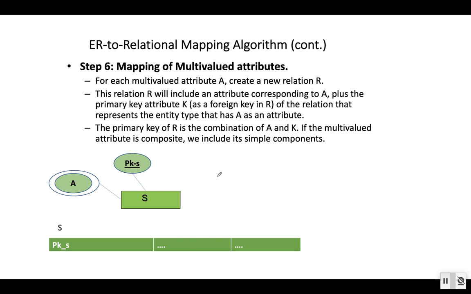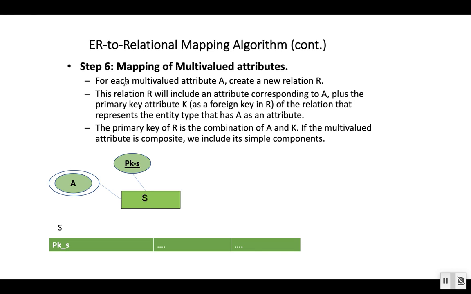So we saw step 1 to 5. Now we are going to talk about step 6: how to map a multi-valued attribute. In all other steps we saw how to map a single valued attribute. Now we are going to see how to map a multi-valued attribute. If an entity has a multi-valued attribute, we know that we represent it using a double oval. So here A is a multivalued attribute, and let's say K is the primary key for this entity type.